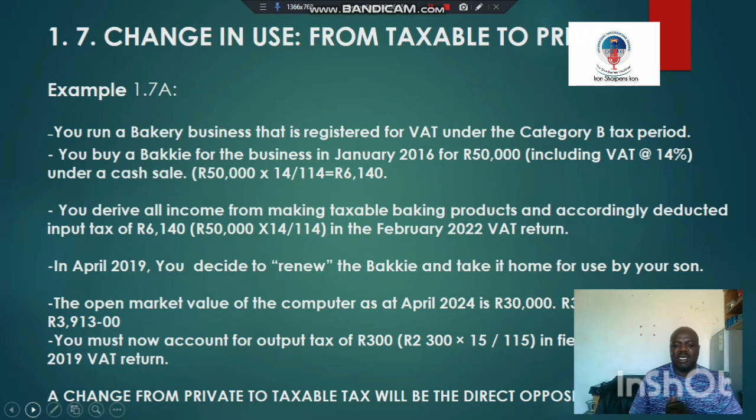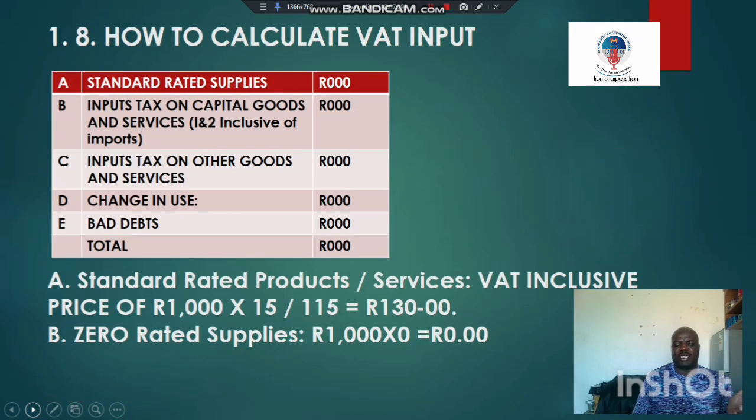What is supposed to happen? You are supposed to say 30,000 by 15, because in 2024 the rate has been adjusted upwards to 15%. You say 30,000 multiplied by 15 over 115, it will give you an amount of 3,913. This means that you have to pay over to SARS an amount of 3,913. You owe them because you've already claimed 6,140 knowing that you are going to use it for business, but now the purpose has changed. It's only fair. I don't know how SARS polices such a scenario, but that's how it's meant to work.